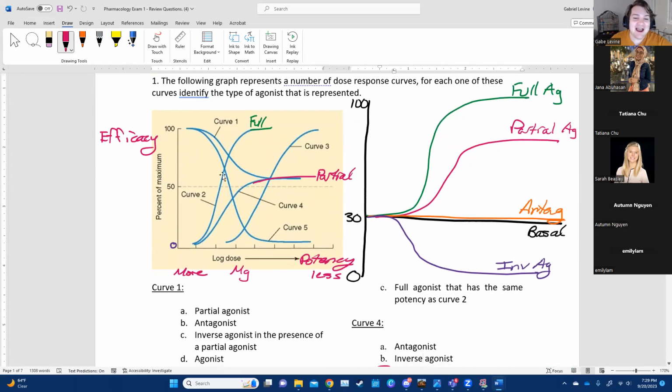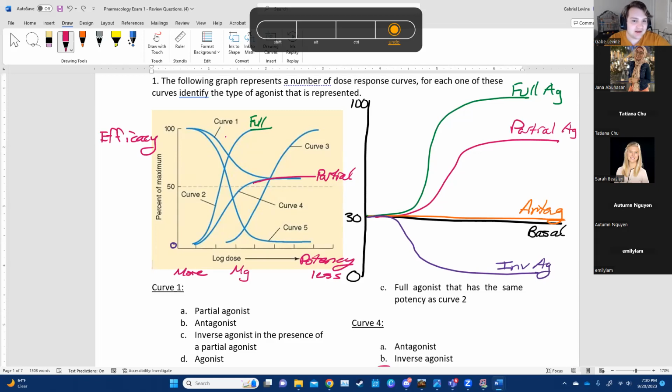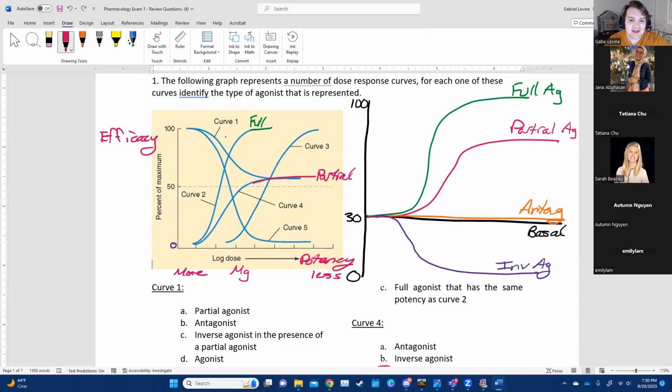All right. Now let's talk about curve 1. What's the best way of explaining this? Curve 1 is talking about starting at this 100% activation and moving down towards where the partial agonist response would be.